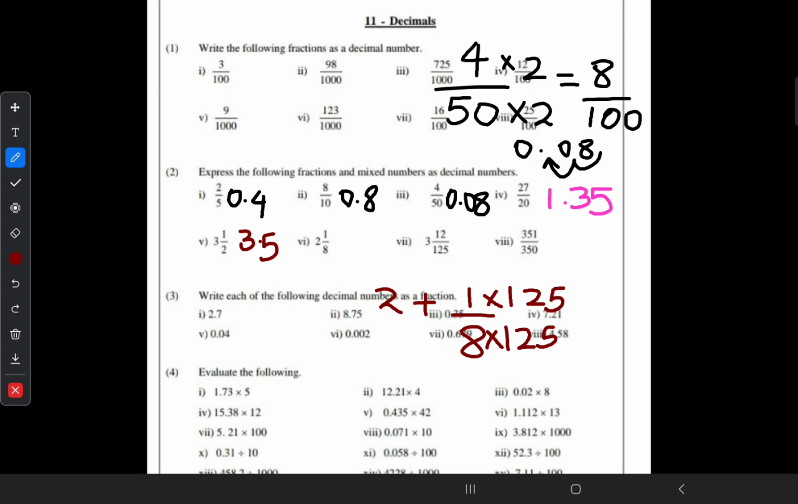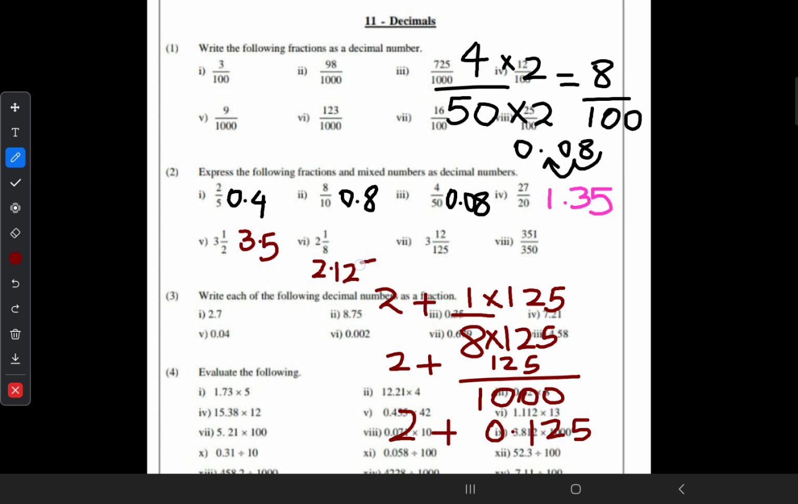When you multiply this, that will give you 2 plus 125 upon 1000. When you convert 125 divided by 1000, that will give you 2 plus 0.125. So that will give you 2.125 as your answer in this case.